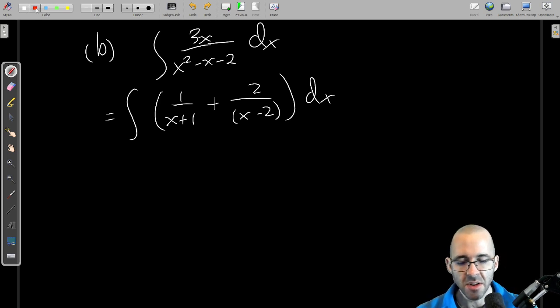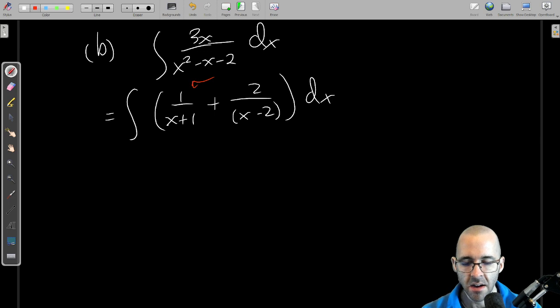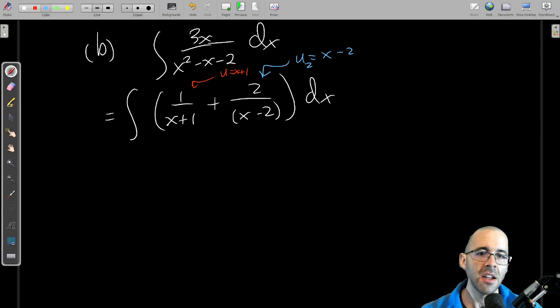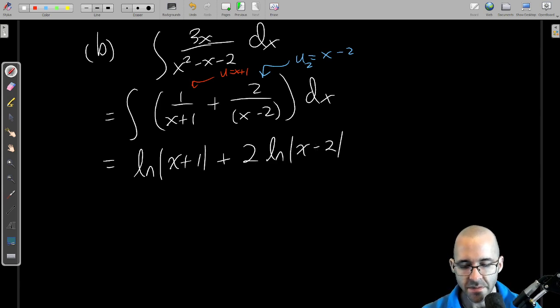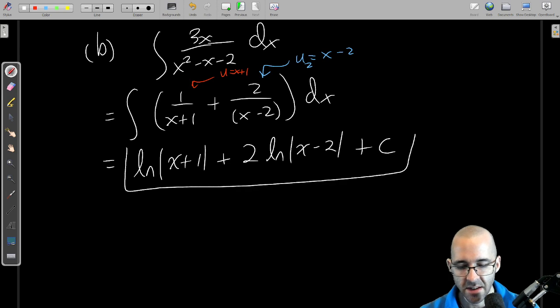Well, if this is true, we know how to do this integral. We could do a u substitution on this first one with u equals x plus 1. du and dx are the same. You could do a u substitution with the second one where u is x minus 2. You could split this up and do it all out. For time purposes, I'm not going to spend the time, but this is the natural log of the absolute value of x plus 1, plus 2 times the natural log of the absolute value of x minus 2, plus some constant.